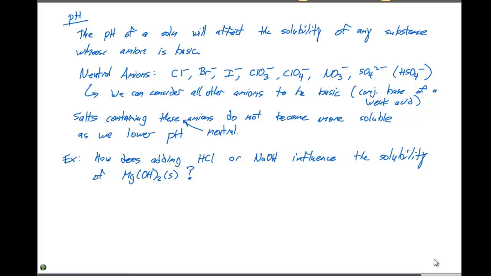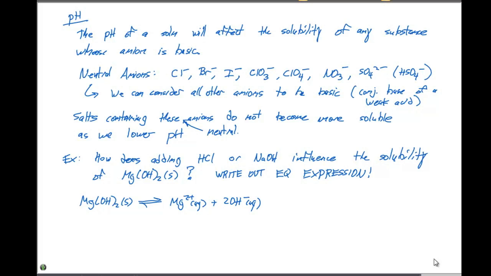So one of the things that I'm really going to emphasize, and I'm going to write this in big letters, is we need to write out the equilibrium expression. This is very, very important in terms of understanding what's going on at the molecular level. So we have magnesium hydroxide, Mg(OH)2, as a solid, in equilibrium with Mg2+ in aqueous solution plus 2 OH- ions in aqueous solution. The question is, what happens to this equilibrium and this species when we either add HCl or NaOH?